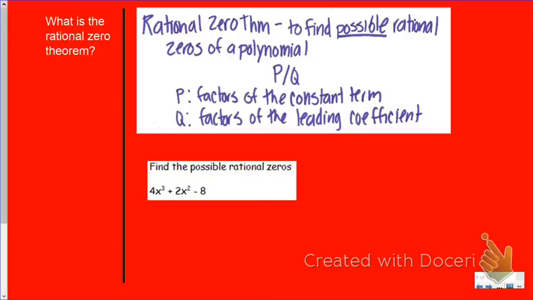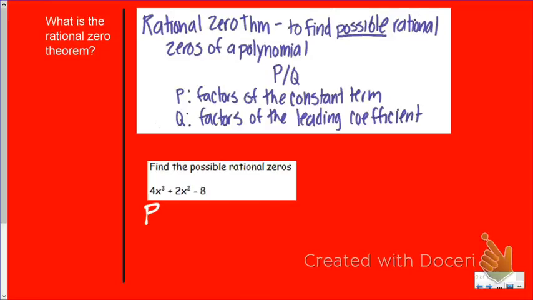Okay, so what we do is we look at p over q. P is the factors of the constant term, which is usually the last term. It's the number without any x's. Q is the factors of the leading coefficient, which is usually the first number, the number in front of the largest exponent. So if I look at this example here, I want to find all of the possible rational zeros. I'm going to find all of my p values first.